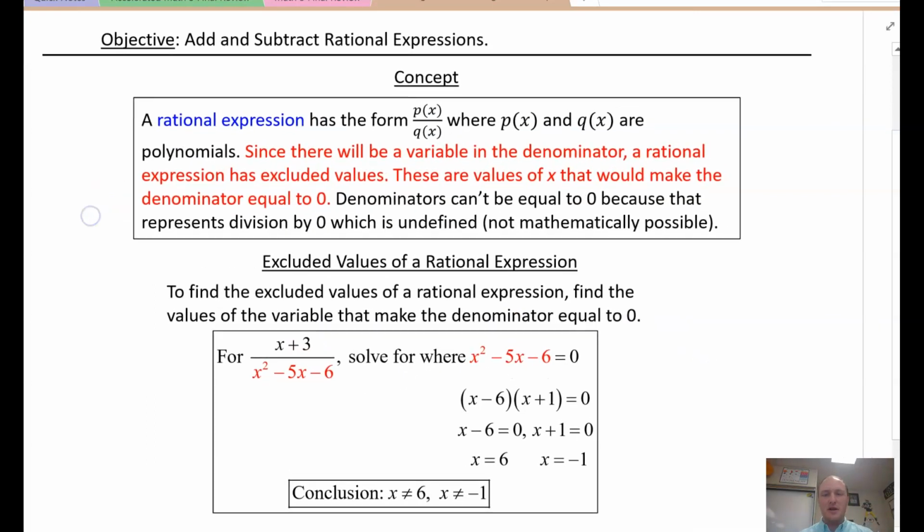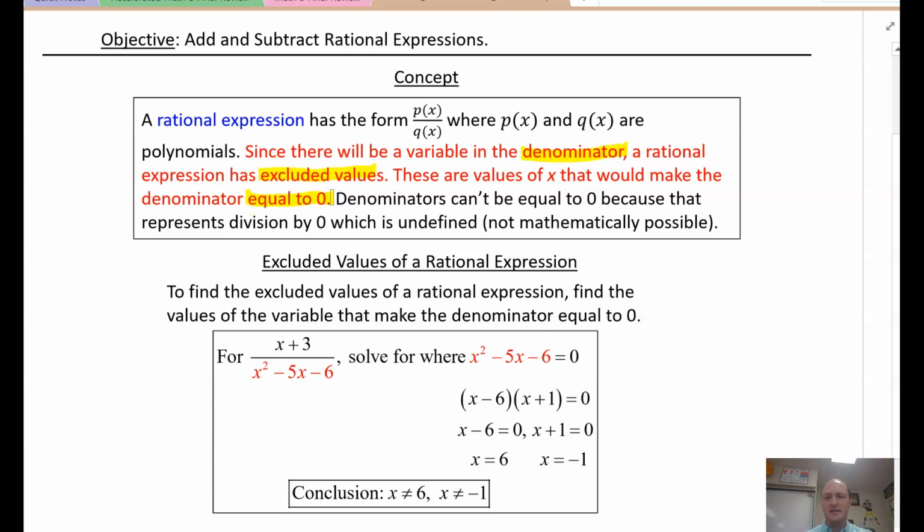So again, our objective is to add and subtract rational expressions, but first we're going to focus on excluded values. The text here says a rational expression has the form p of x over q of x, where p of x and q of x are polynomials. Since there will be a variable in the denominator, a rational expression has excluded values. And again, this is what we were talking about, where our denominator cannot equal 0.